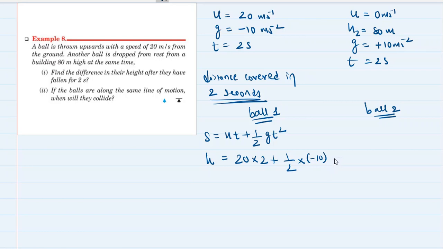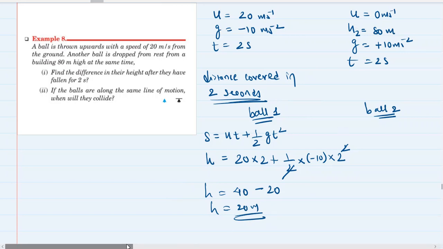G is minus 10 meter per second square multiplied by the square of time, that is 2 square. Okay, so we can find this out. Height will be 40 minus 20, that is 20 meter. So after 2 seconds, ball 1 covers a distance of 20 meter. It is 20 meter above the ground.